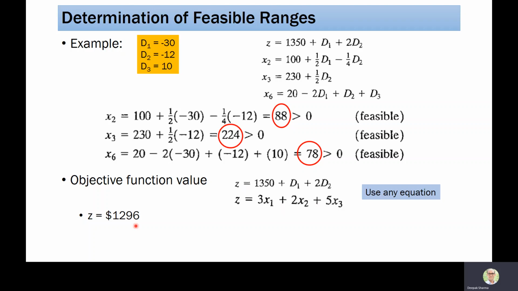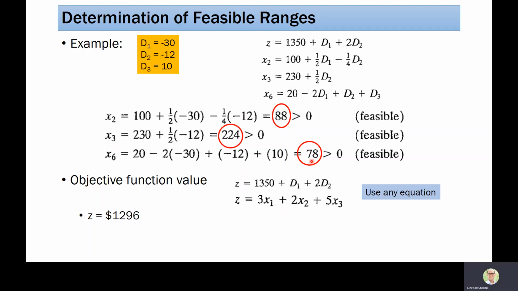Now there are two observations on this slide. The first observation is that when we change the right hand side of the constraint, our solution will change. We looked at X2, X3 and X6 with the help of these equations, and we found the new values of x2, x3 and x6 as 88, 224 and 78. So by introducing capital D1, D2, D3, we can find the new values of x2, x3 and x6 without resolving the problem with the new right hand side.